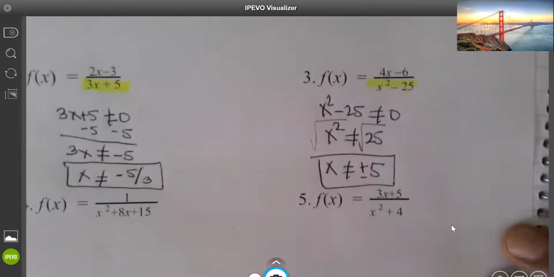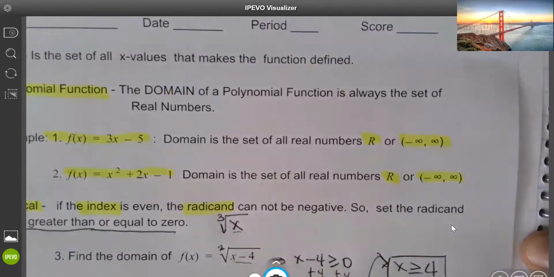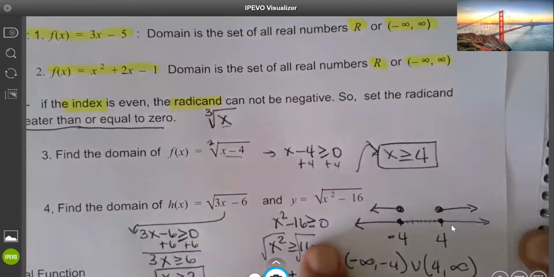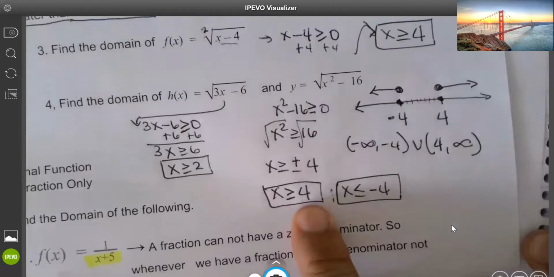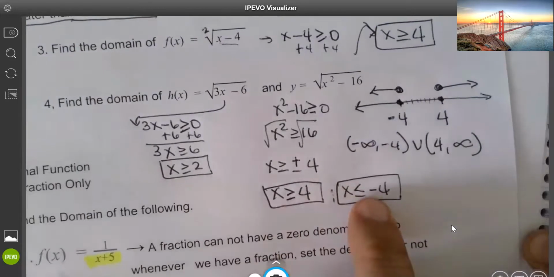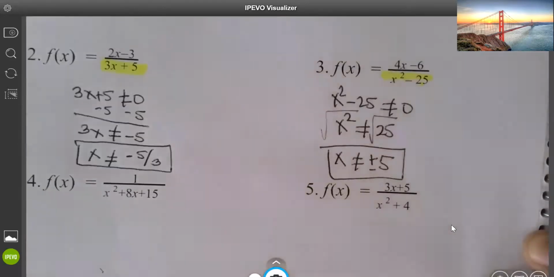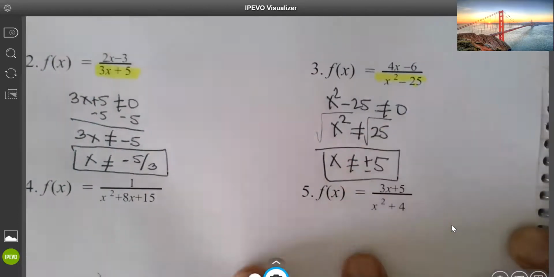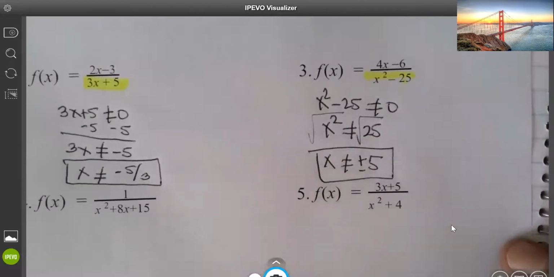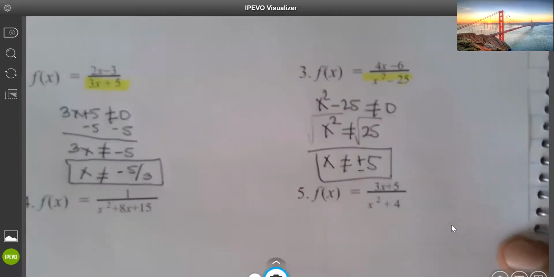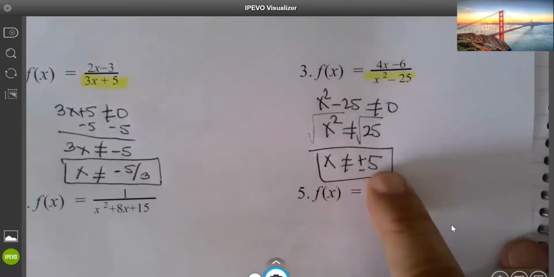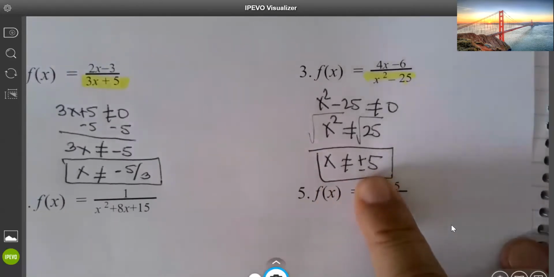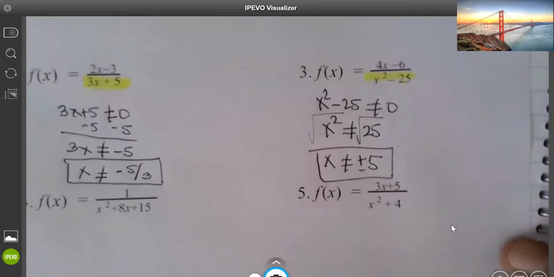Okay? Don't be confused with the previous one, because that one is an inequality. That's why we take the positive value to be greater than, the negative value to be less than. This one is not an inequality. I mean, not using greater than or less than, greater than or equal to, less than or equal to. So x is just not equal to 5 and not equal to negative 5.